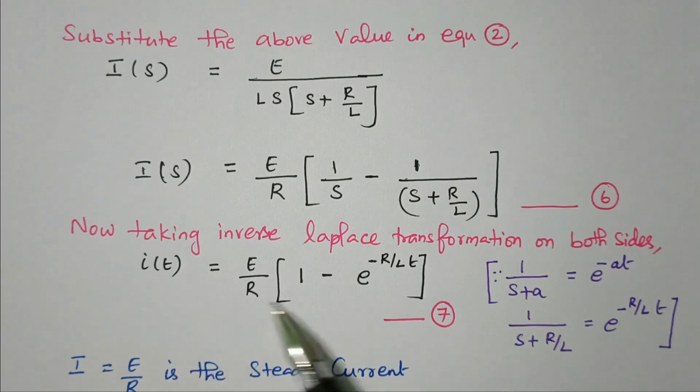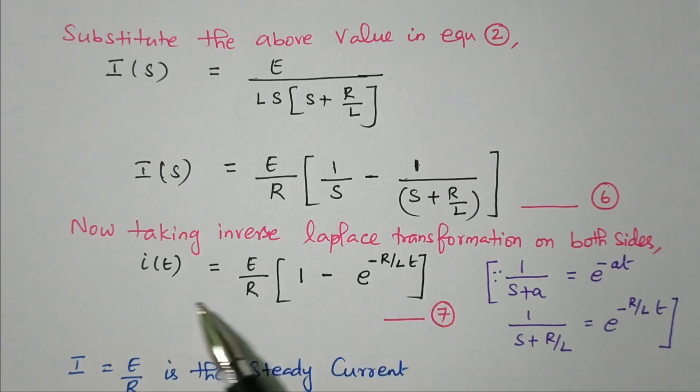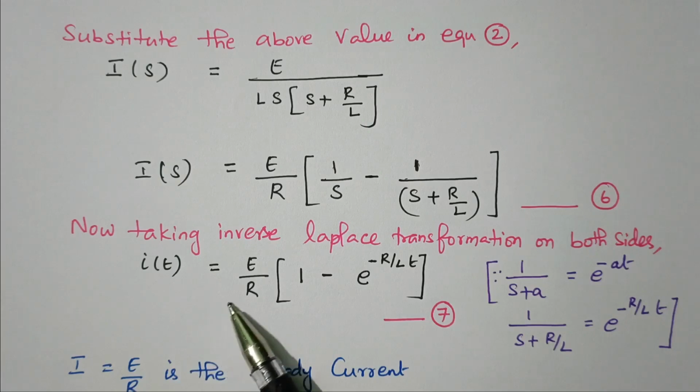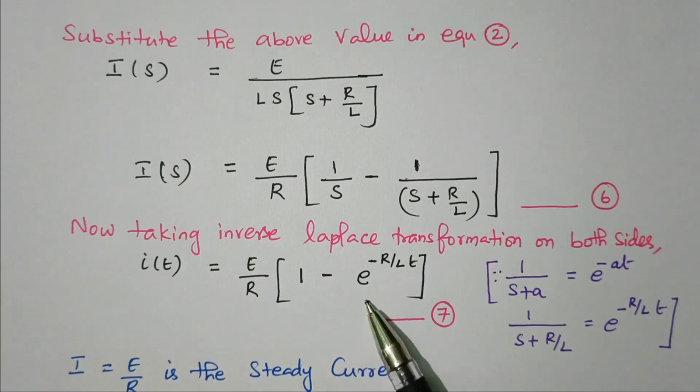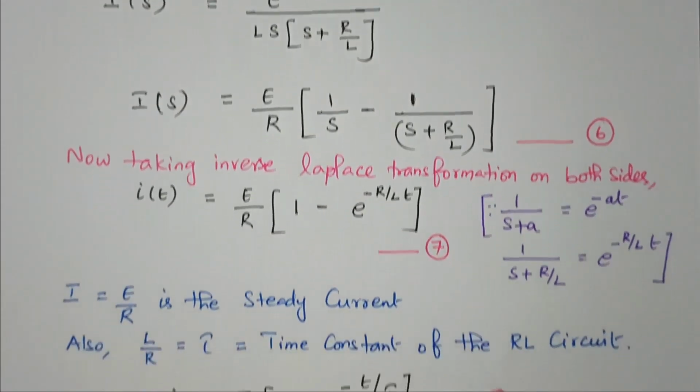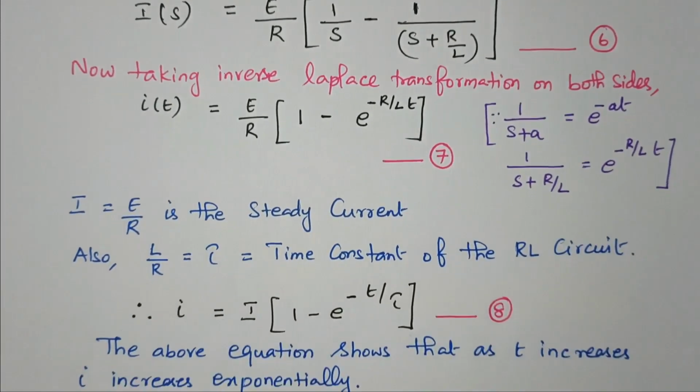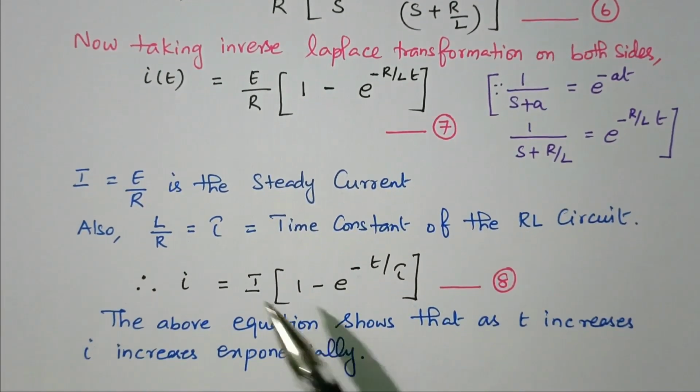So this is the time response of the RL circuit. Case 1, rise of current. We got that I of t equal to E divided by R of 1 minus E power minus R by L into t. Right. Now we'll go for the further analysis.